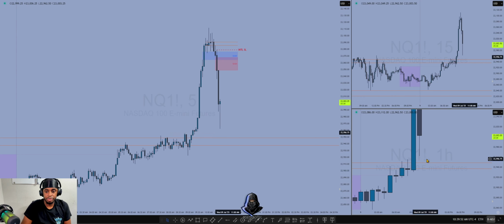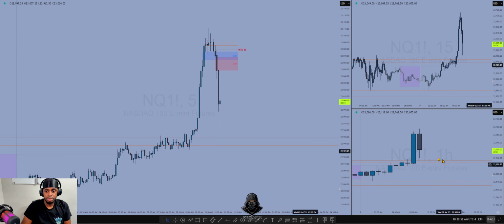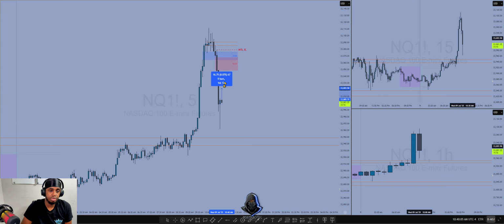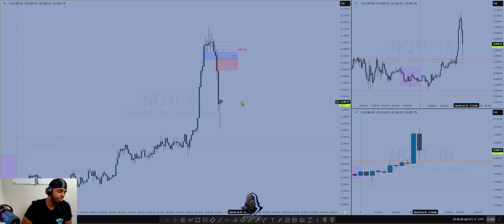So 20 minutes left. It could very much pull back up and then push right back down and close it. So now you have a second one here, but look how much risk that is. 50 points. No way. I will pass. I don't care what it did right now.